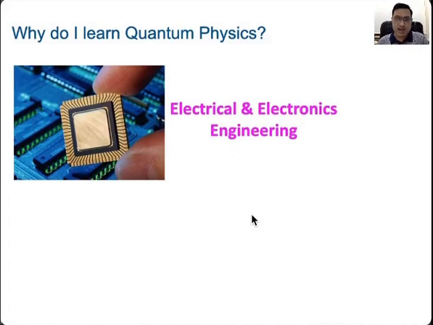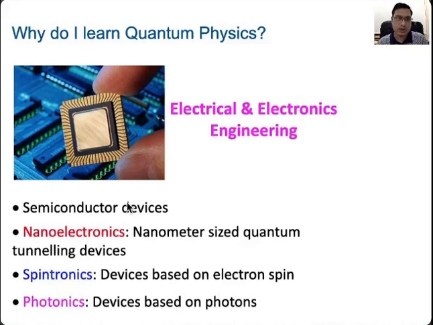So let's ask this question from an electrical engineering point of view. Suppose you are an electrical engineering BTech student. Where is quantum physics very useful? These are a few examples where quantum physics plays a pivotal role: semiconductor devices, nanoelectronics, where nanometer-size quantum tunneling devices use quantum phenomena, spintronics, which are devices based on the electron spin, and photonics, which are devices based on the photon.